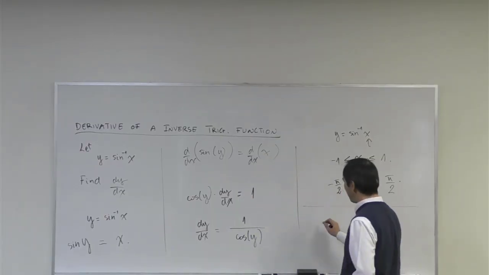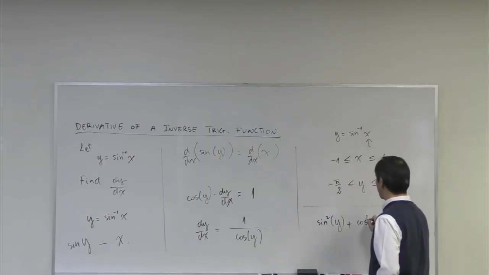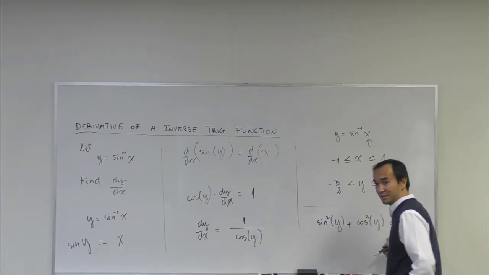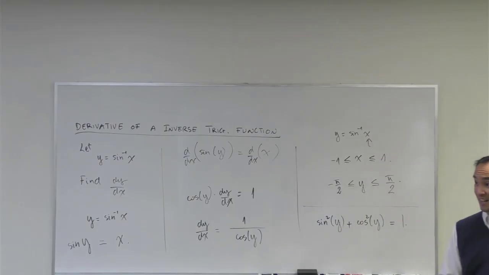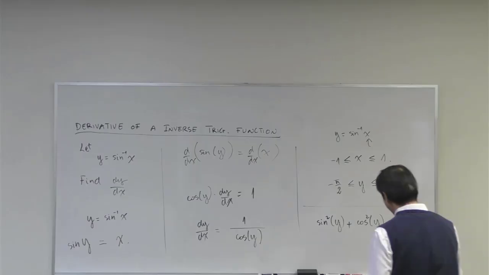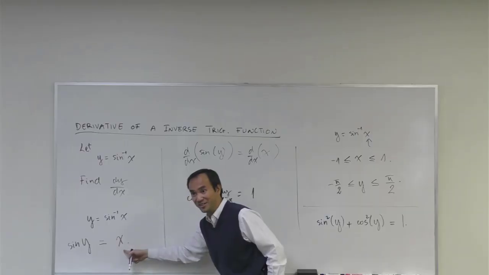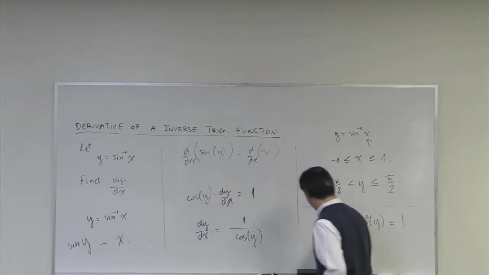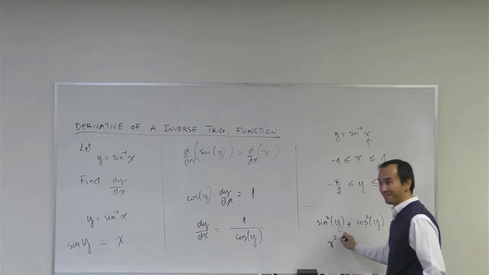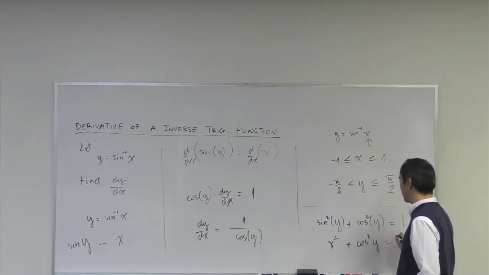Now, don't we famously know that sine squared of whatever angle, so let's call it sine squared of y, plus cosine squared of y equals 1? We always know that famously from trigonometry, and we have been using that understanding throughout our classes. So sine squared of y, isn't that x squared? Because sine of y equals x, right? So sine squared of y, I have an x squared here. And that's plus cosine squared of y equals 1.